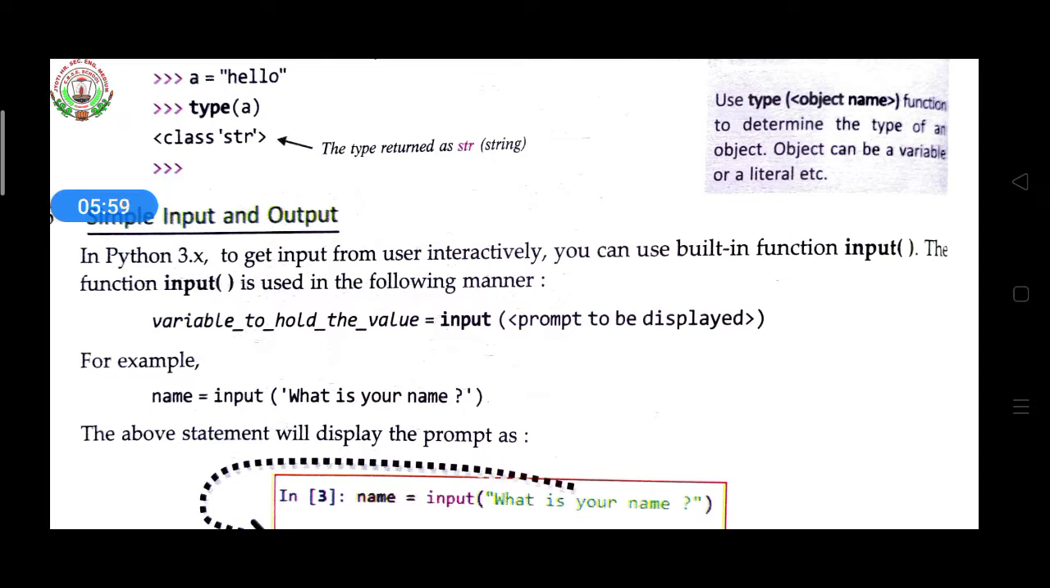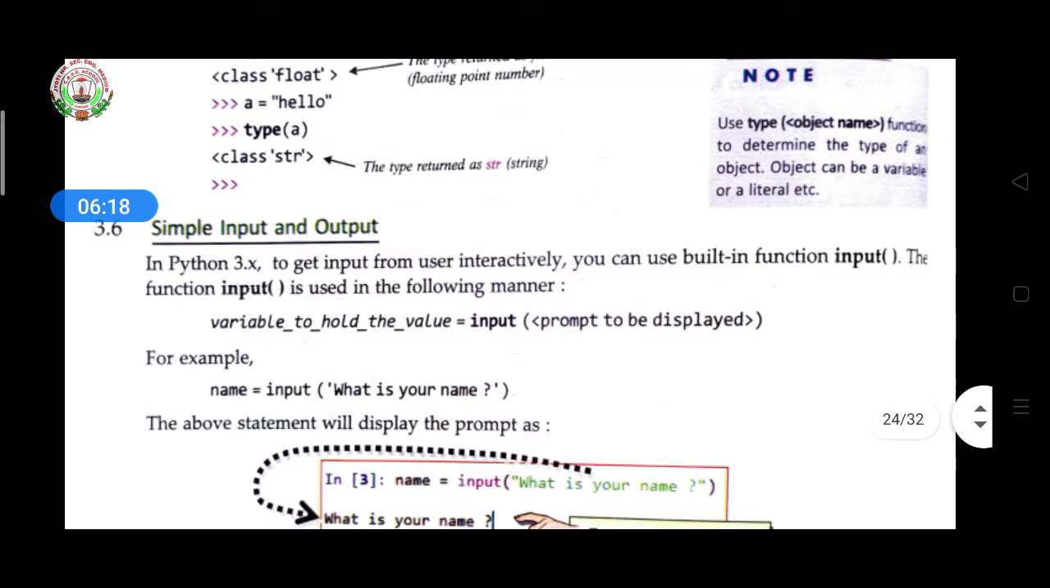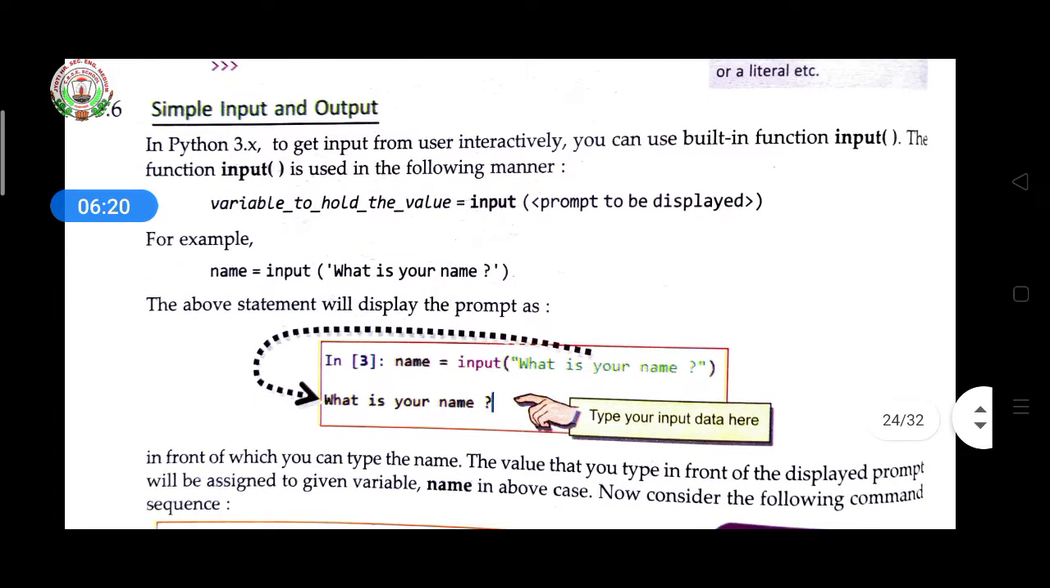The program will first ask the user what is your name, or what are the two numbers for which you want to find the greatest. Type the two numbers, and after that it will display the accurate result. So this means if you want to take input from the user, you can use the input function.